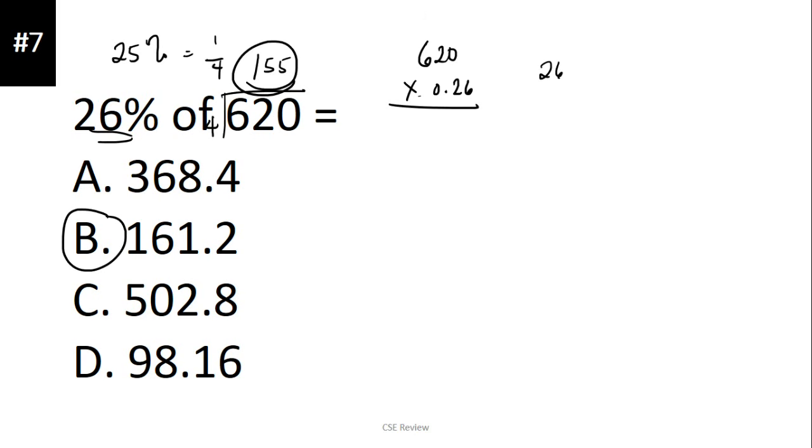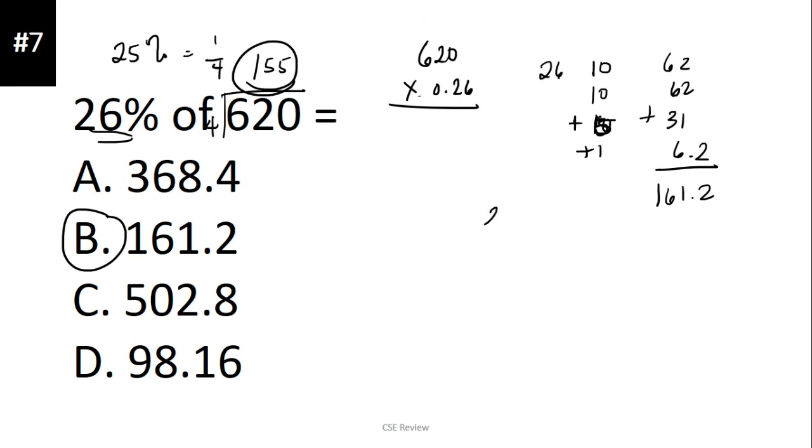So, yung 26 can be 10 plus 6 or plus 5 and then plus 1%. So, you can use 62, kalahati na 62 which is 31. And then you have yung 1% which is 6.2. And then add them lahat. This will still give you 161.2.